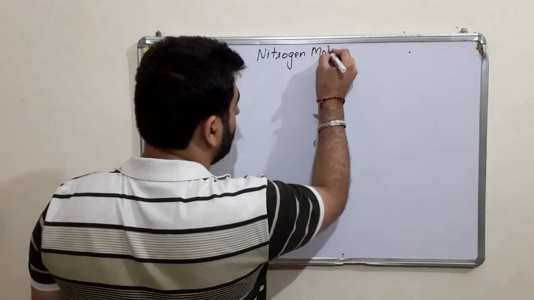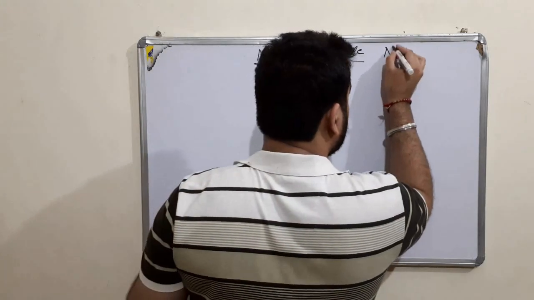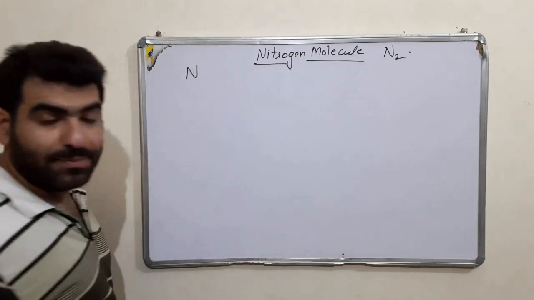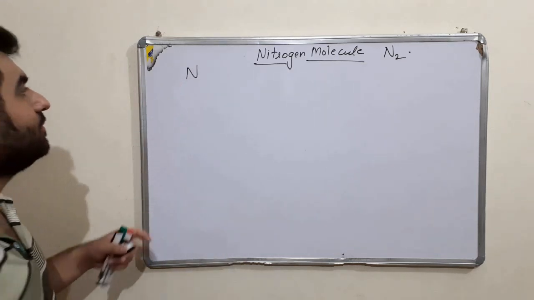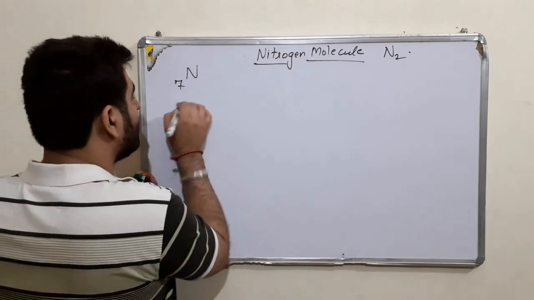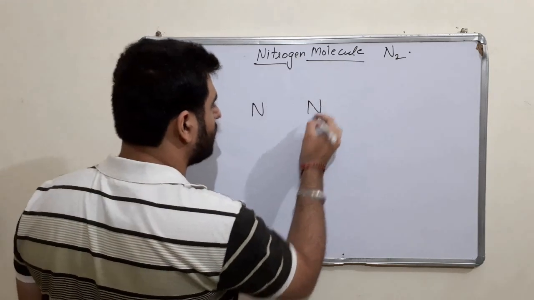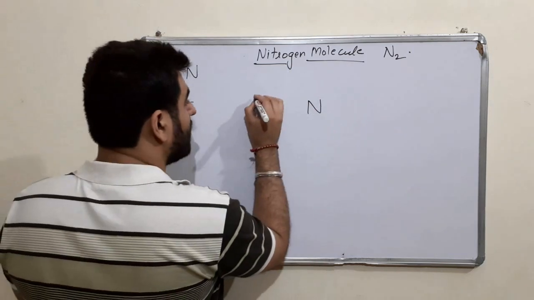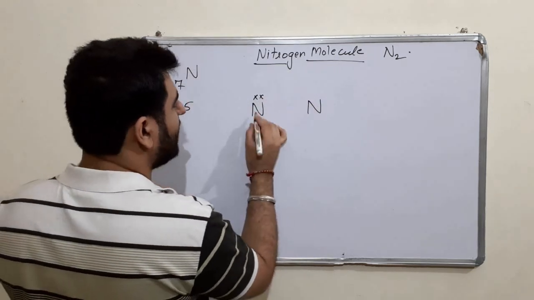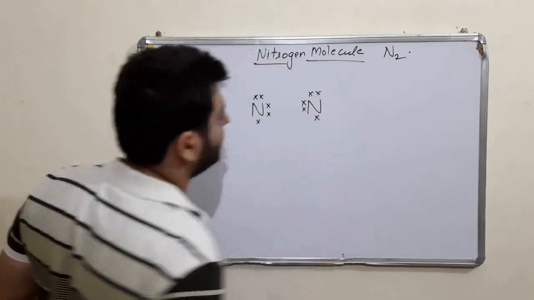Nitrogen molecule. The nitrogen molecule is again like N2. Now just write down the atomic number of this, which is 7. So the electronic configuration will be 2, 5. 1 nitrogen here, 1 nitrogen here. How many electrons? 5. 1, 2, 3, 4 and 5.